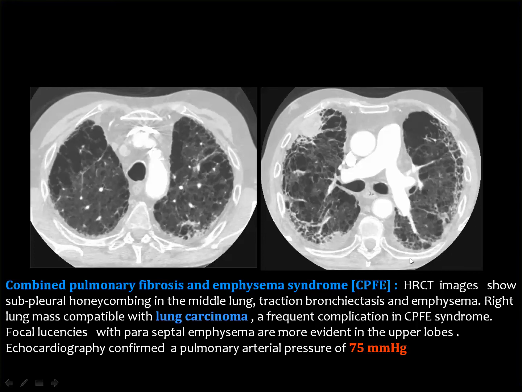In this syndrome, you get the classic appearance of fibrosis by the presence of honeycombing and traction bronchiectasis, and you get the appearances of emphysema in the form of paraseptal emphysematous bullae as well as centrilobular emphysematous bullae as well.